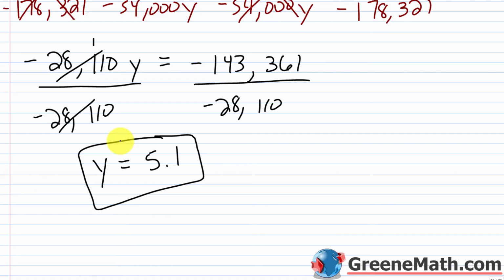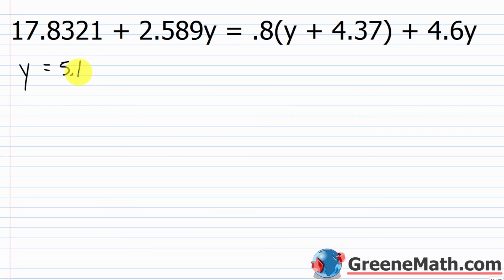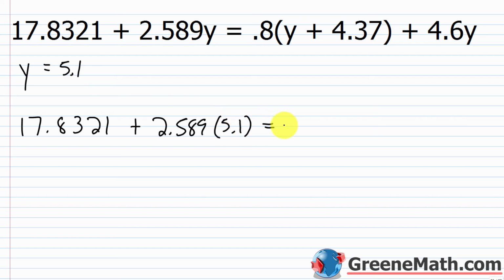Now let's erase everything and we're going to check it. So again, y equals 5.1. So I'm going to have 17.8321 plus 2.589 times 5.1 equals 0.8 times the quantity. For y, I'm putting in 5.1 plus 4.37 plus 4.6 times 5.1.